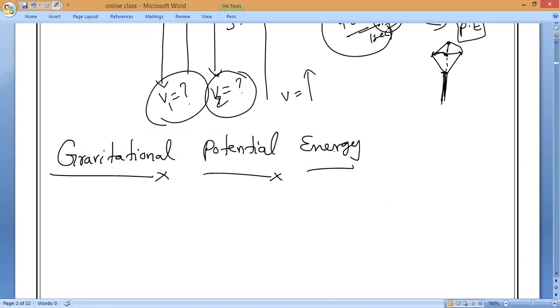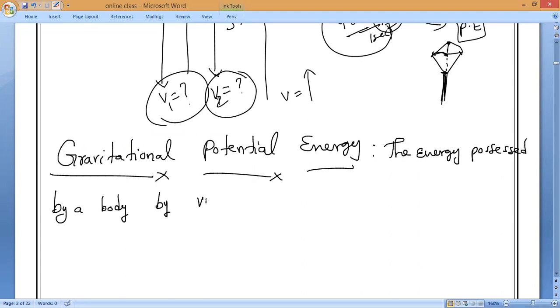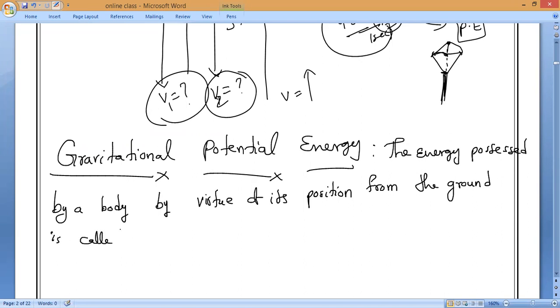So, definition. The energy possessed by a body, the energy possessed by a body by virtue of its position from the ground is called gravitational potential energy. Are you writing the notes, everybody? Mr. Aswatham, are you writing? Harini, any doubt? Ask me till here.